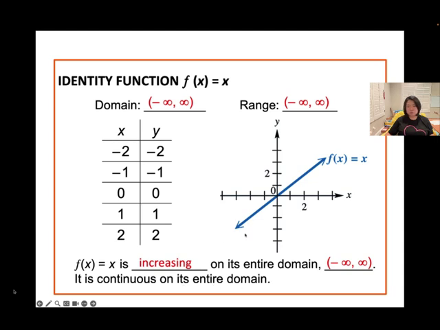Okay, one more time. If the curve is going up, we call this increasing. If going down, like here, that will be decreasing.